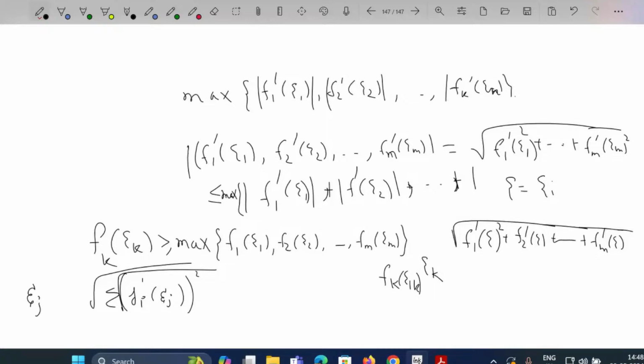Okay. So for f1 dash zeta 1 you are calculating f1 dash zeta 1 square plus f2 dash zeta 1 square, up to fm dash zeta n square, okay. And then again for zeta 2 you are calculating all those sums. Then for zeta 3 you are calculating all those sums. Obviously then there will be a maximum. So this sum will be less than or equal to that one.